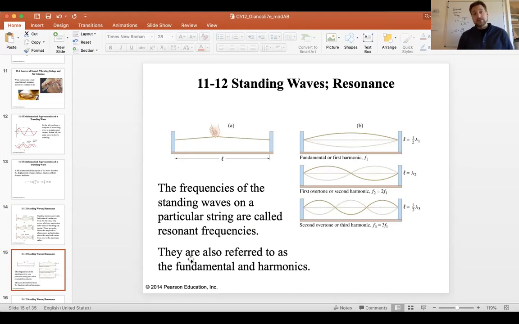The fundamental, or the first harmonic, the first overtone, the next highest frequency, because the shorter the wavelength, for the same speed, the higher the frequency needs to be. And they are just integer multiples of each one. So whatever the fundamental is, the next frequency that fits between these two ends is 2f1, the next one is 3f1, and so on.